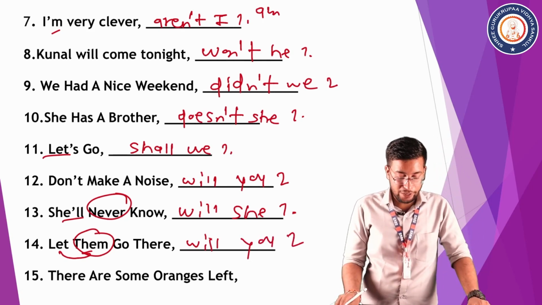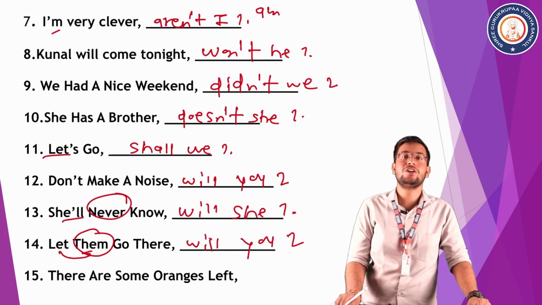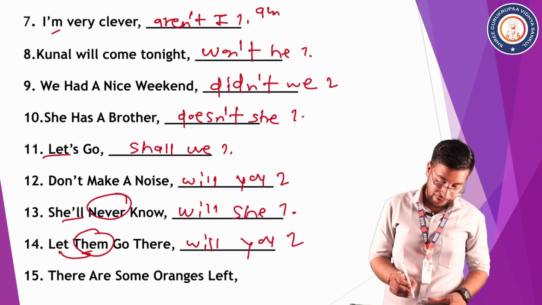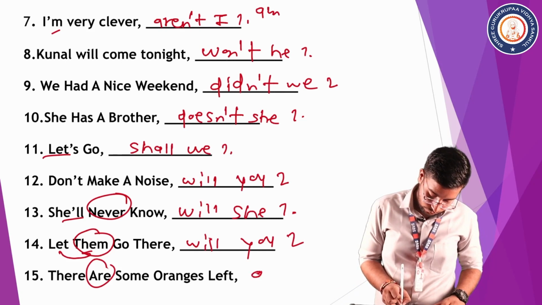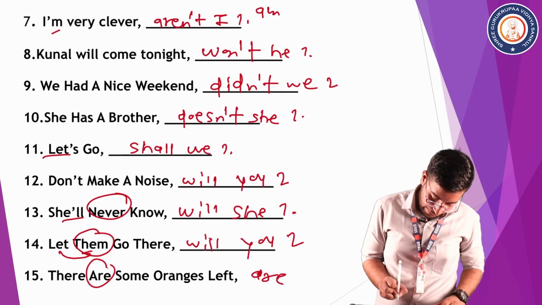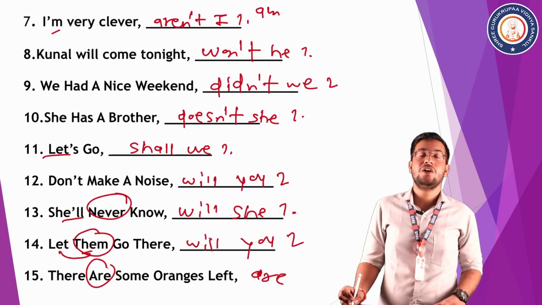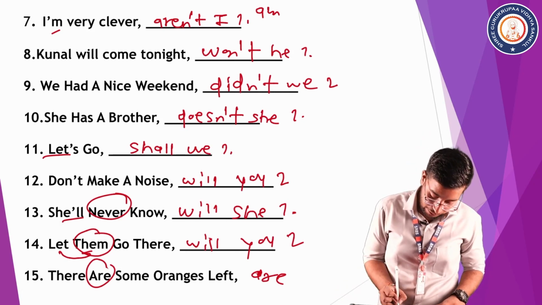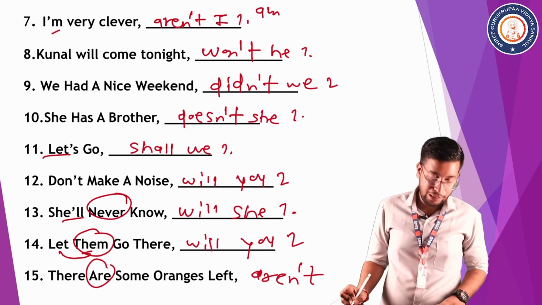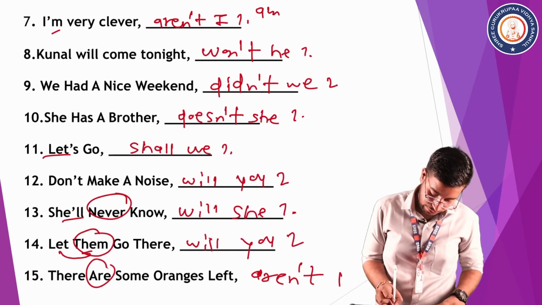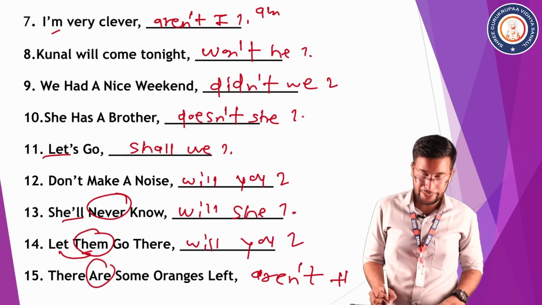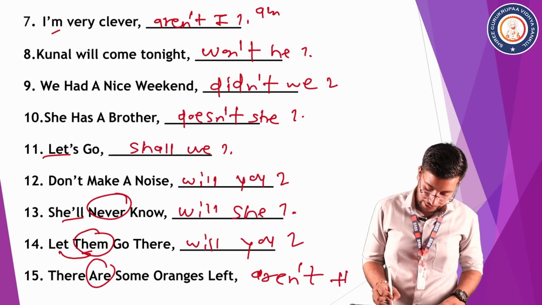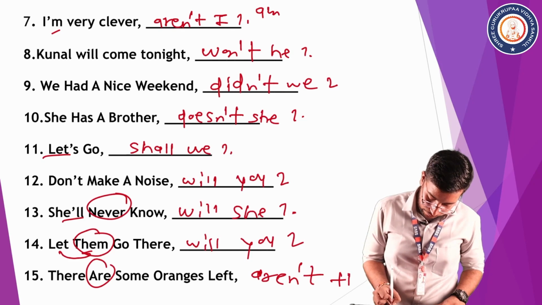There are some oranges left. What is the helping verb here? Yes, our helping verb is are. And as it is an affirmative sentence, we have to make it negative. So it will be aren't there. Yes, because there remains there only. We have seen already that there remains there only. So it will be aren't there.